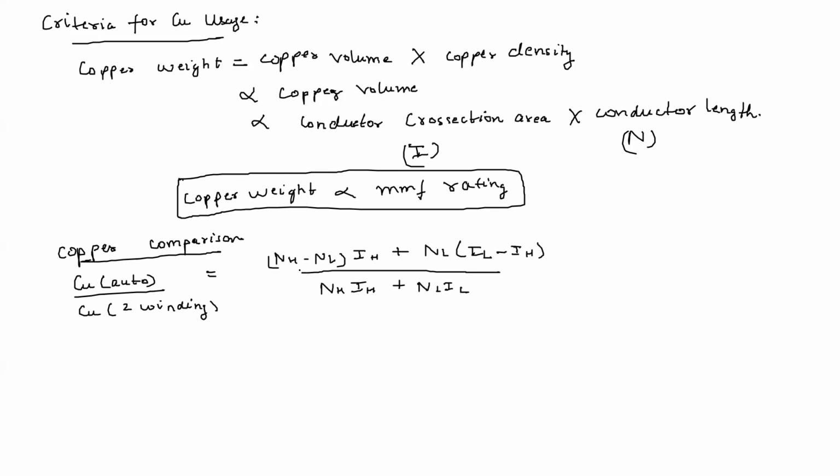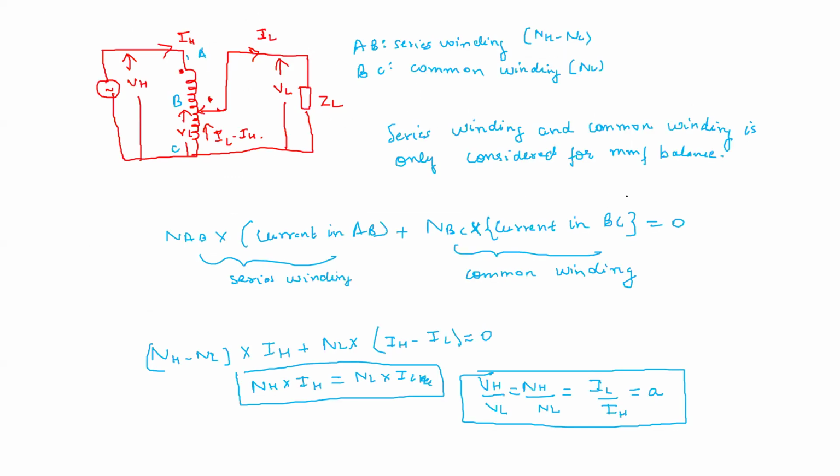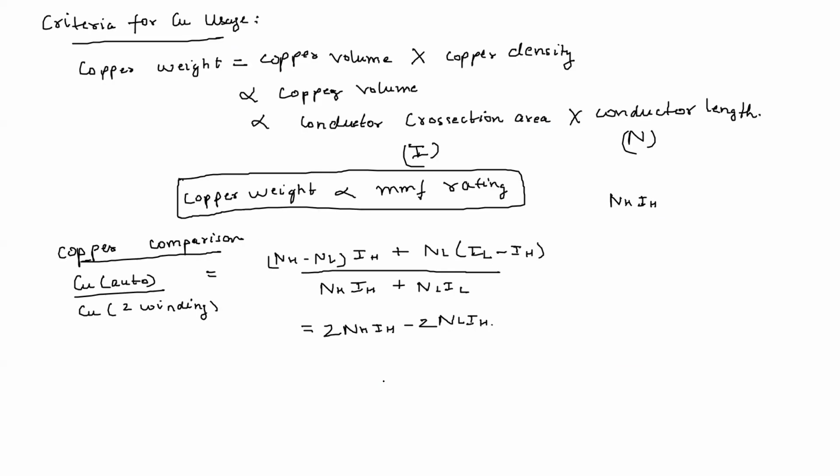If I again simplify this numerator, I get 2 NH IH minus 2 NL IH. The denominator is NH IH plus NL IL, and we know from the previous expression that NH IH is equal to NL IL. So instead of NL IL, if I write NH IH, I get 2 NH IH in the denominator for the two winding transformer, also from the mmf balance.